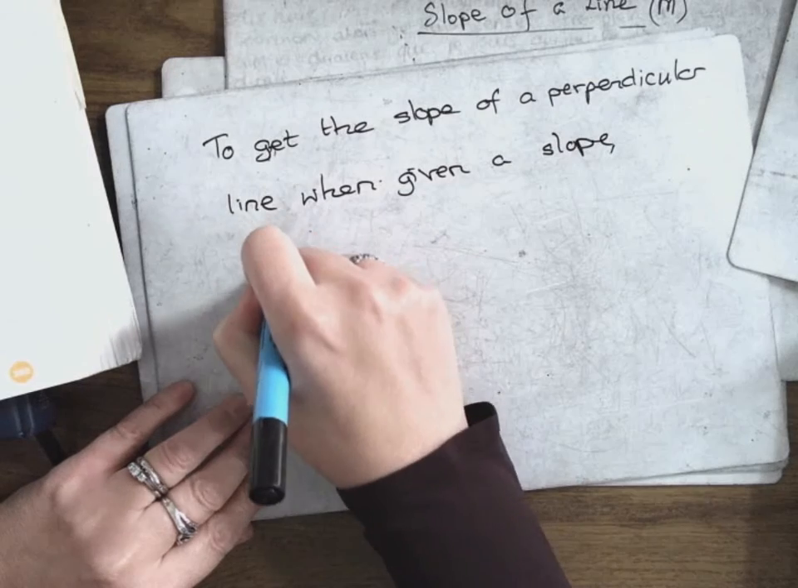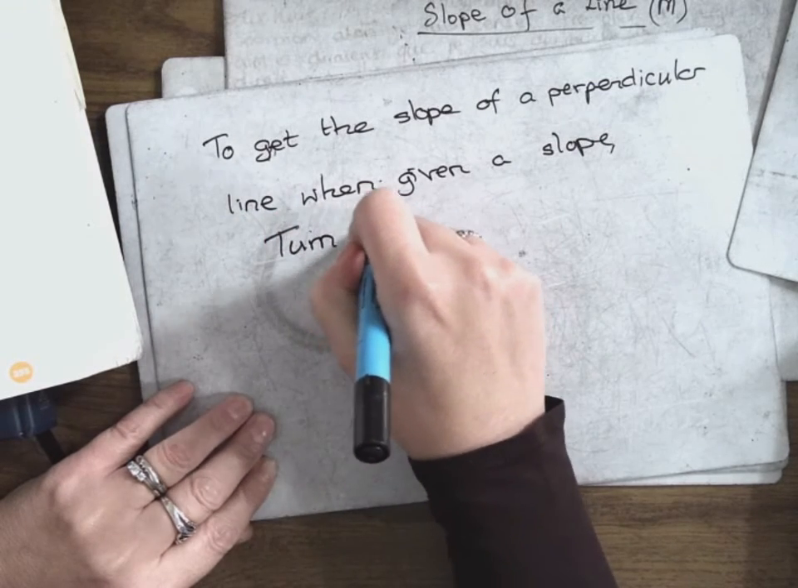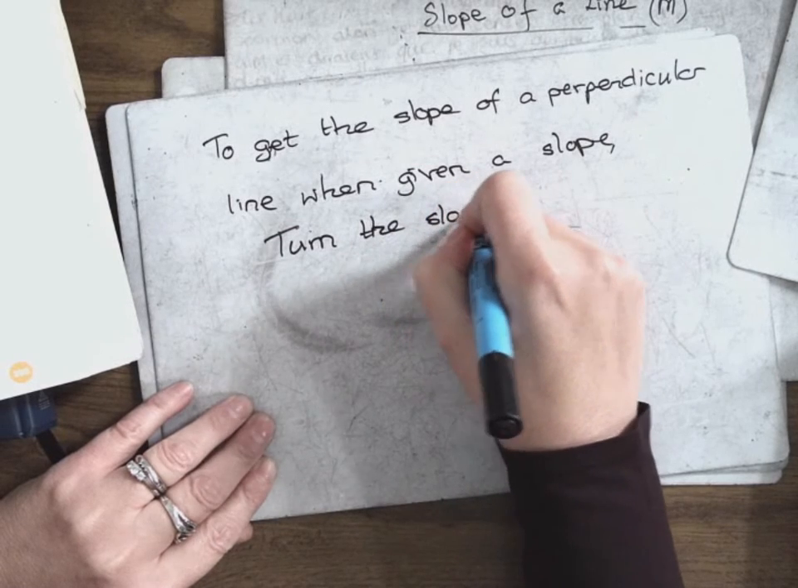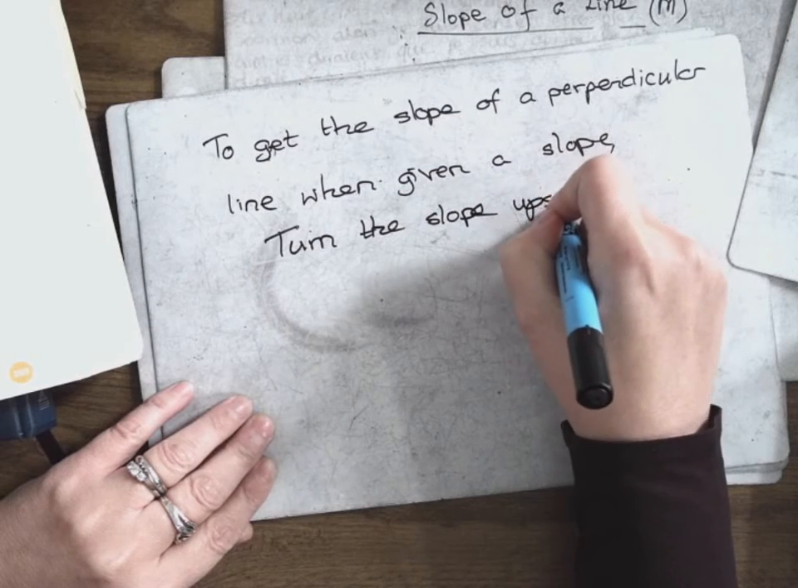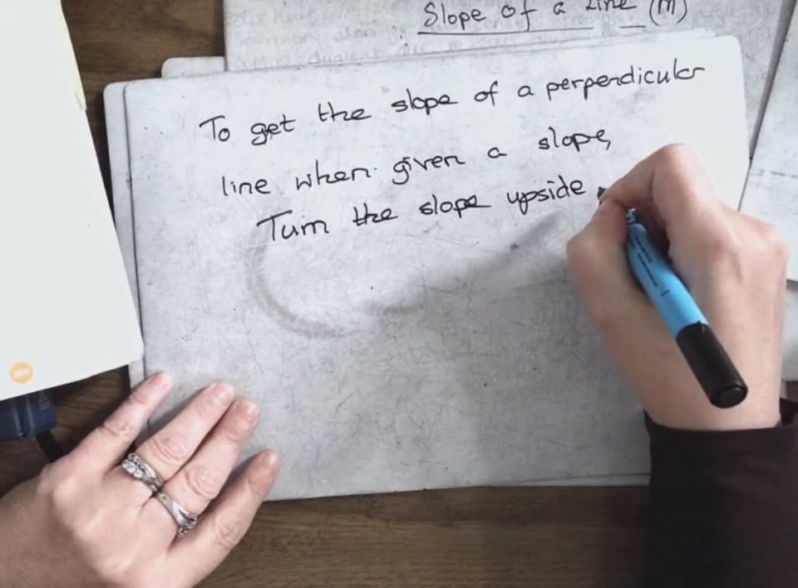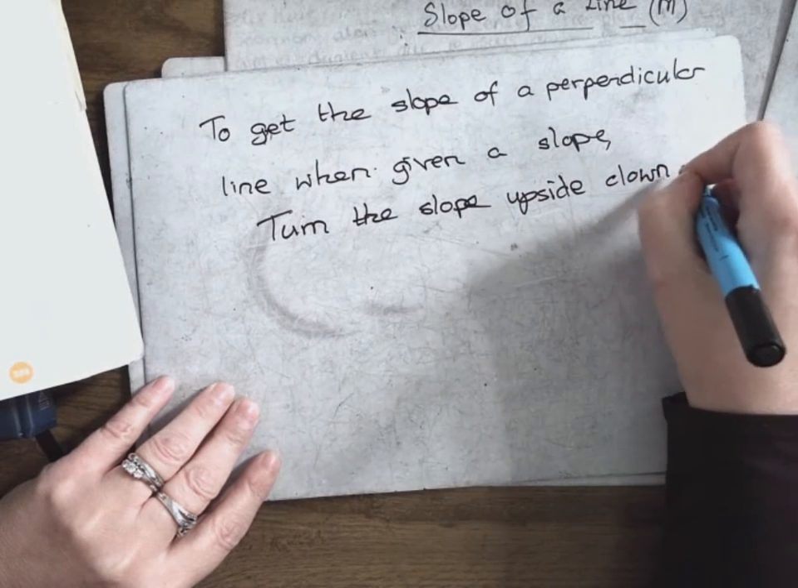the rule is you turn it upside down and change the sign. Turn the slope you're given upside down. So if it's 3/4, it's 4/3. Right? If it's 5/2, it's 2/5. Turn the slope upside down and change the sign.